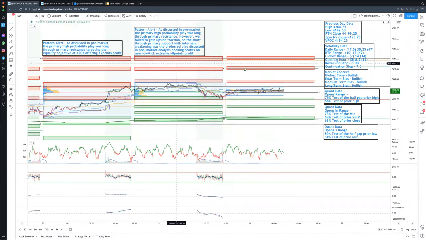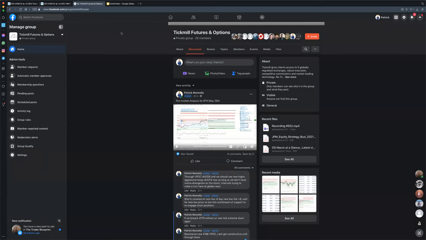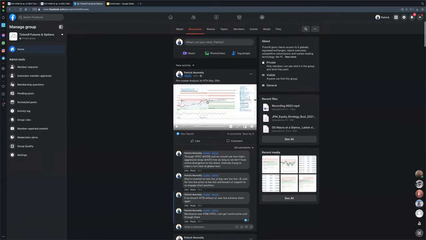Shortly before we wrap this up, I'll review the setup for today and talk you through what I'm looking for in terms of today's price action. I'll just also introduce you to the Tickmill futures and options strategy group. This is where I post the trading analysis.